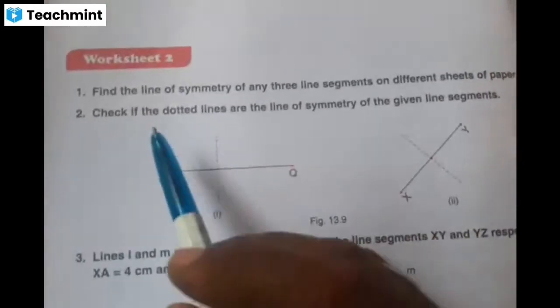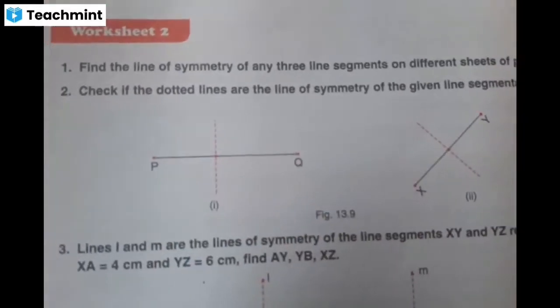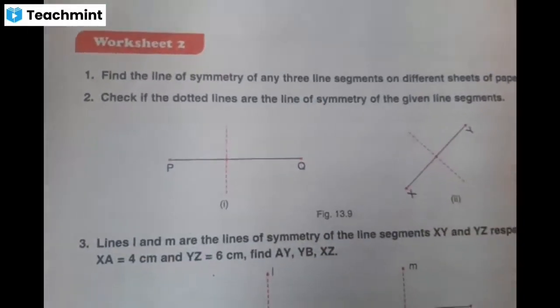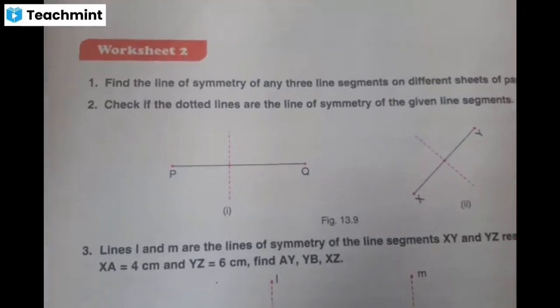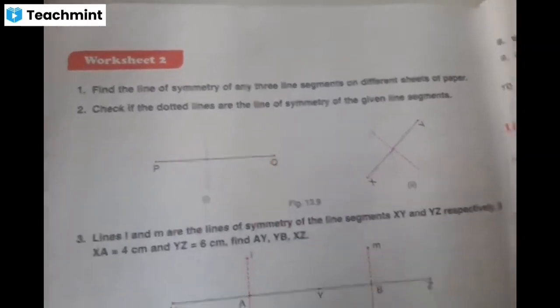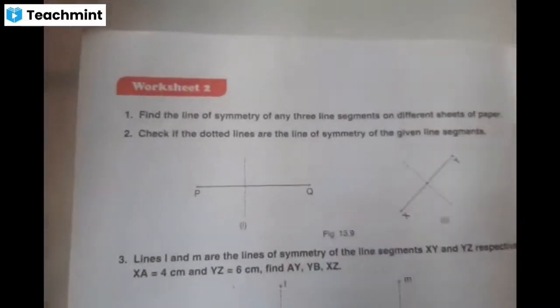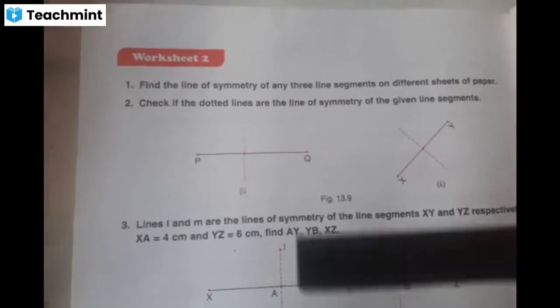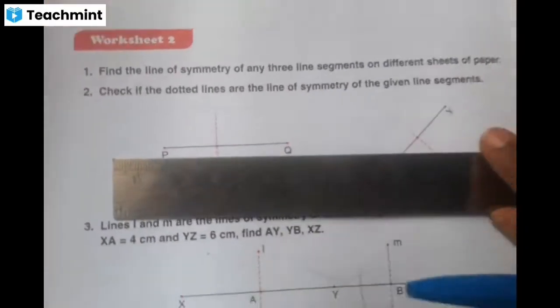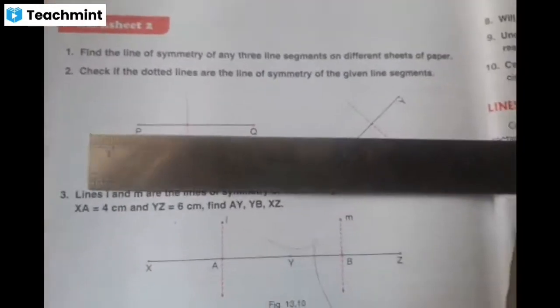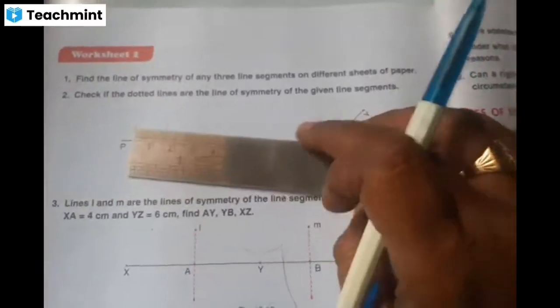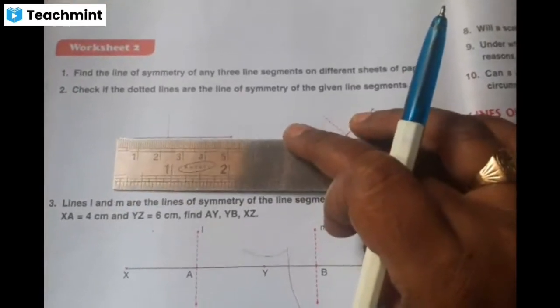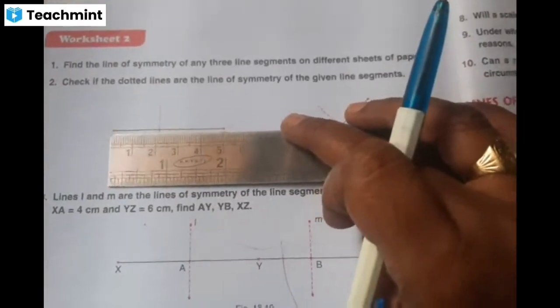Now, question number 2, children. Check if the dotted lines are the lines of symmetry of the given line segments. We have to check. How to check, children, whether the given line segment has got a line of symmetry or not? By using the ruler or by simply observing also, we can say whether the given line segment has got the line of symmetry.